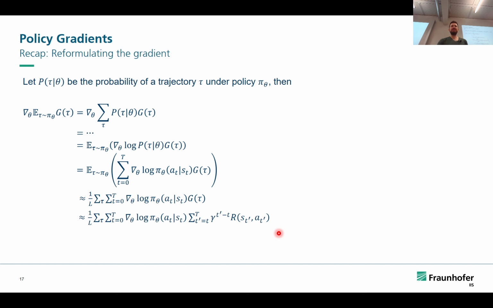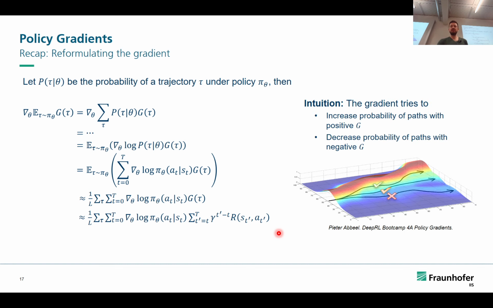our agent has made. And so the intuition behind those kinds of algorithms is that we want to increase the probability of taking a path that produces a high reward. So basically, if you use this notation here, a positive G, and on the other side, basically decrease the probability of producing trajectories with a low cumulative reward. So that's the intuition behind it.